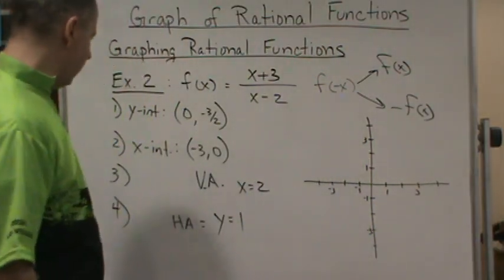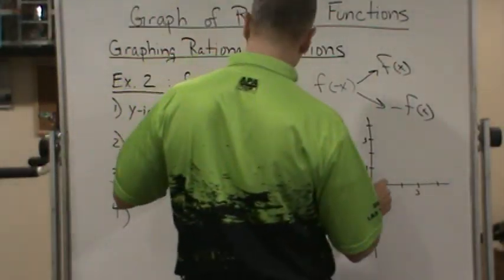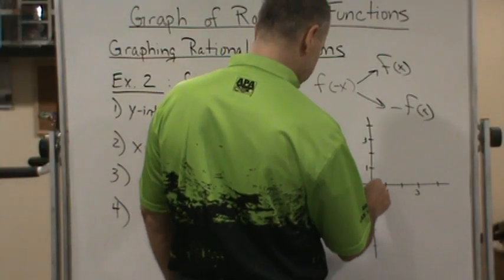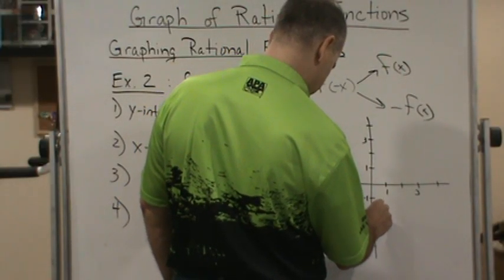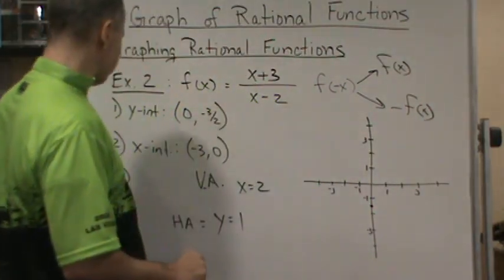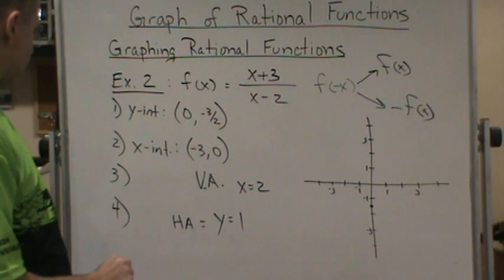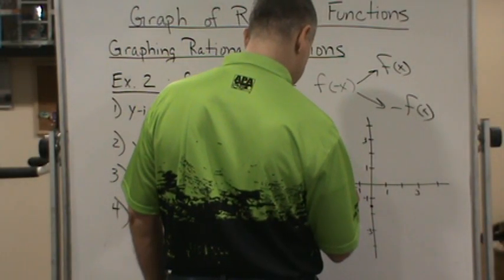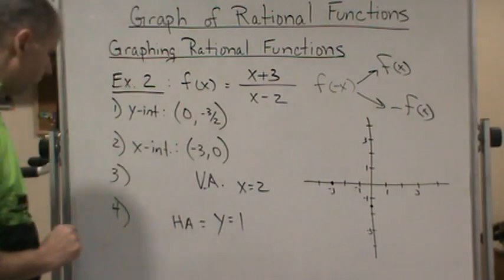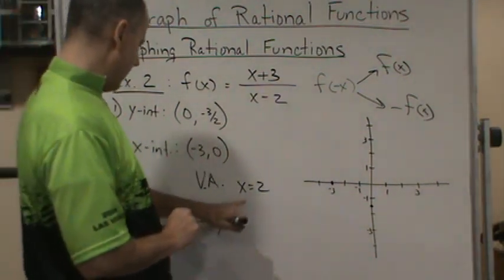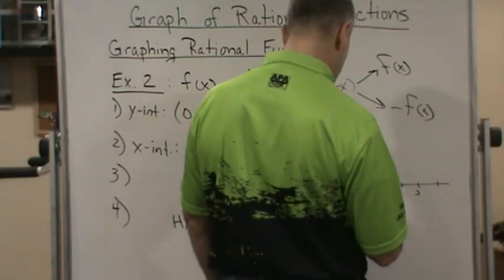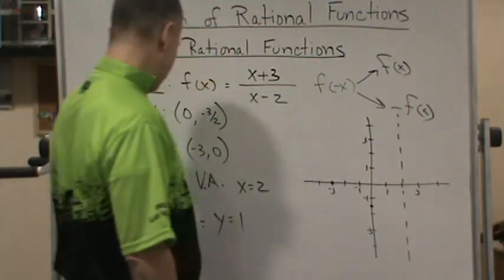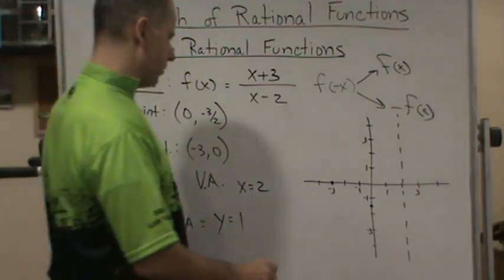Okay, so we got 0, -3.5, or excuse me, 3 halves, which is -1.5. 0, -1.5 is right about there. And then we got an x-intercept at -3, 0. Our vertical asymptote is at x equals 2. Then we got a horizontal asymptote at y equals 1.